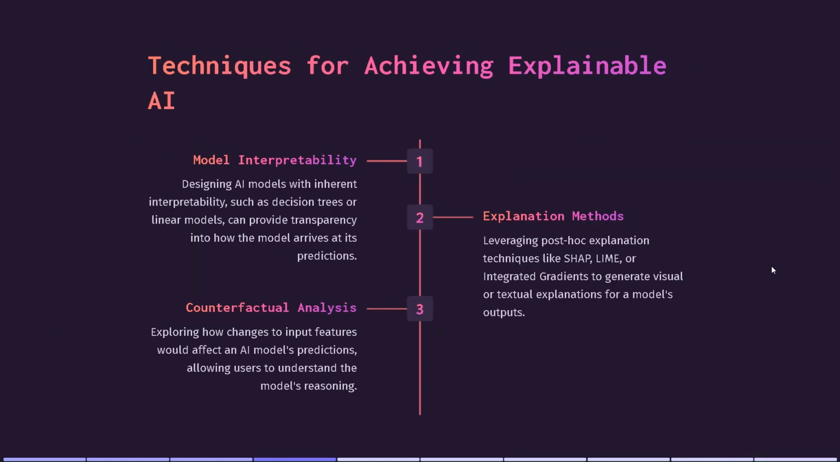Now, the techniques for achieving explainable AI include, first, model interpretability, where designing AI models with inherent interpretability, such as decision trees or linear models, can provide transparency into how the model arrives at its prediction. Then there are explanation methods, leveraging post hoc explanation techniques like SHAP, LIME, or integrated gradients to generate visual or textual explanations for a model's output. Last but not least is counterfactual analysis, exploring how changes to input features would affect an AI model's prediction, allowing users to understand the model's reasoning.